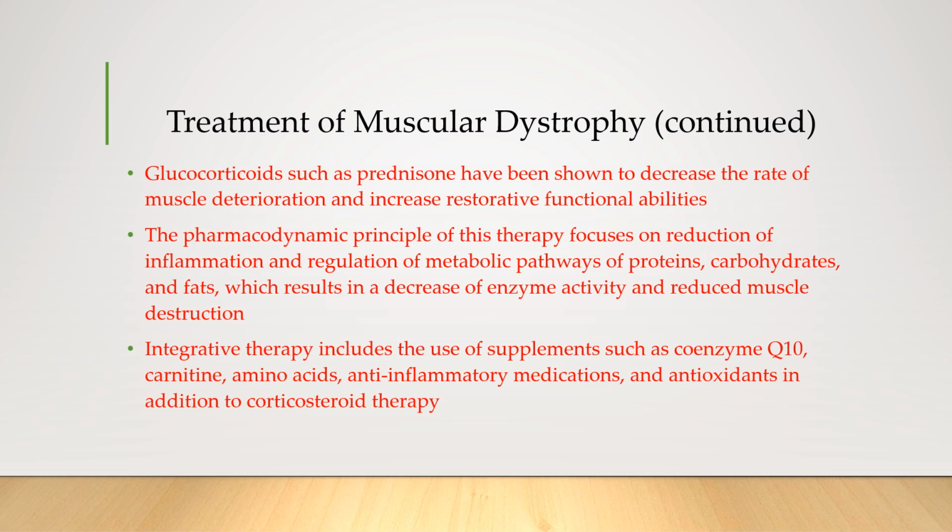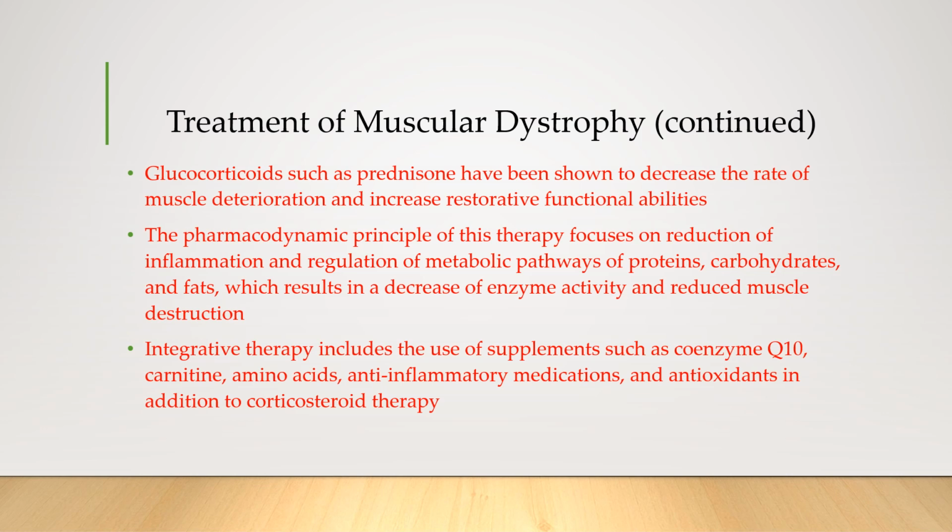Glucocorticoids such as prednisone have been shown to decrease the rate of muscle deterioration and increase restorative functional abilities. The pharmacodynamic principle of this therapy focuses on reduction of inflammation and regulation of metabolic pathways of proteins, carbohydrates, and fats, which will result in a decrease of the enzyme activity and reduced muscle destruction.